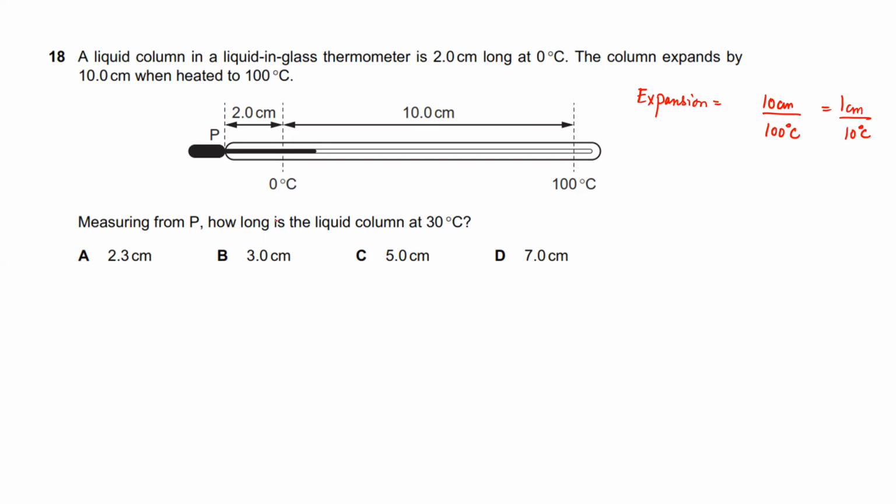So measuring from P, how long is the liquid column at 30 degrees centigrade? For 30 degrees centigrade, we have expansion of 1 centimeter per 10 degrees C multiplied by 30 degrees C. So it comes out to be 3 centimeters. And measuring from the tip of the P, add 2 centimeters to it. So the answer comes out to be 5 centimeters. So answer C is the best choice we have.